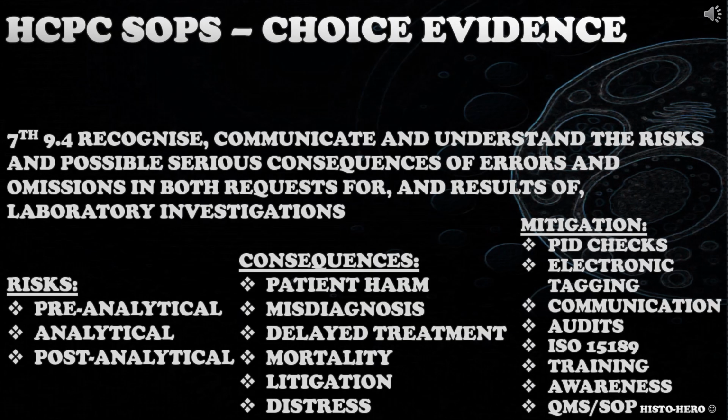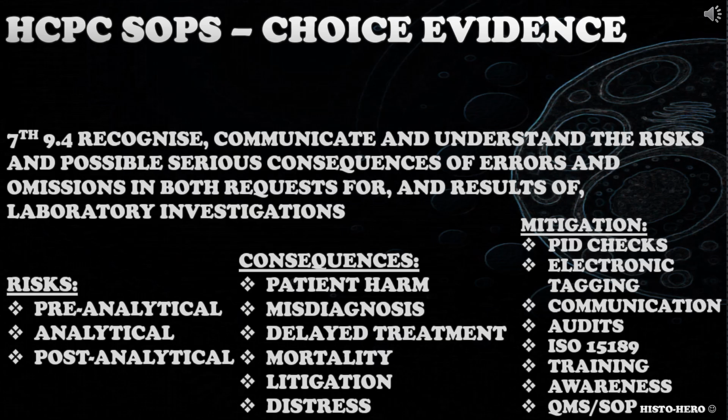The seventh standard is, recognize, communicate and understand the risks and possible serious consequences of errors and omissions in both requests for, and results of, lab investigations. Candidate needs to recognize the risks and consequences of errors during lab investigations. Does the candidate know the risks of lab investigations? Do they know the consequences of errors? Do they know the types of errors that can occur? Can the candidate apply measures to reduce errors?